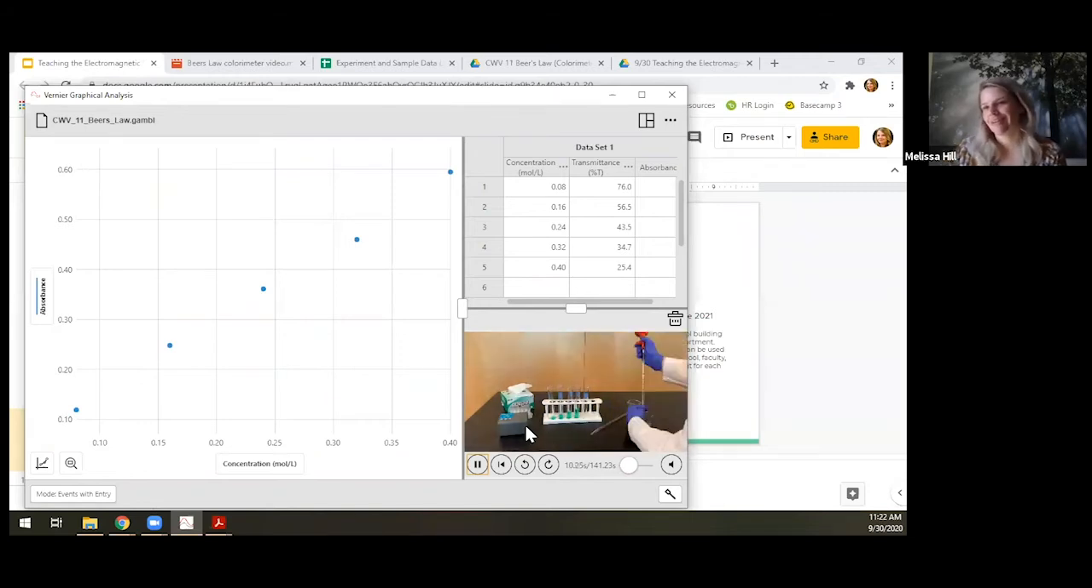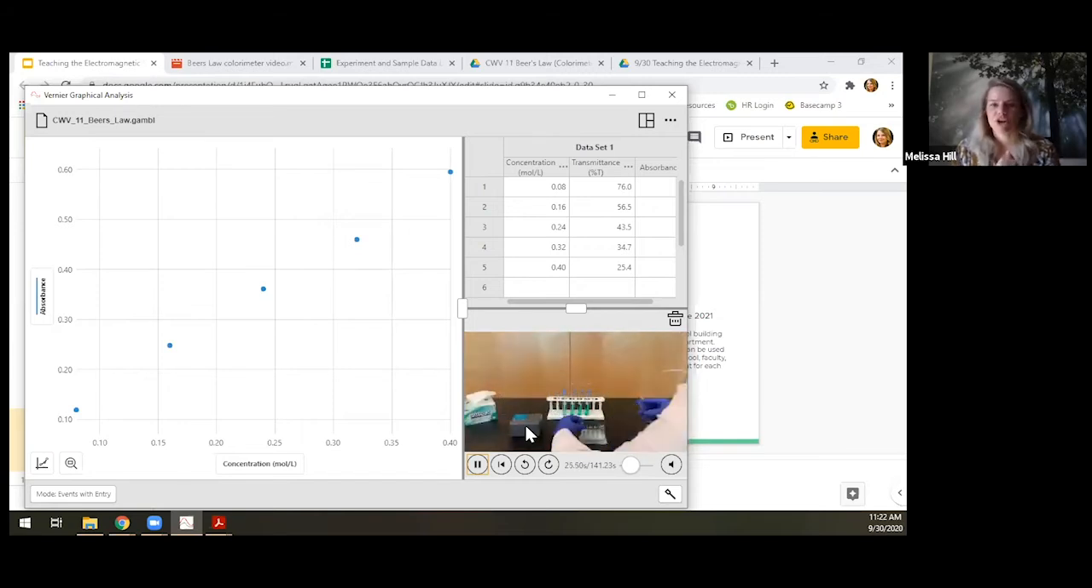Because this is an events with entry type of data set, like we discussed, where I have to type in and say this was the concentration, the data isn't yet able to sync with the data collection. But I'm going to show you some time-based data later that'll show you why that's so important.